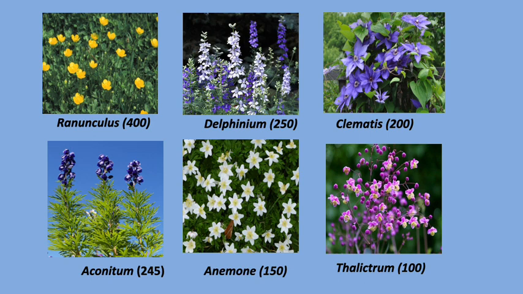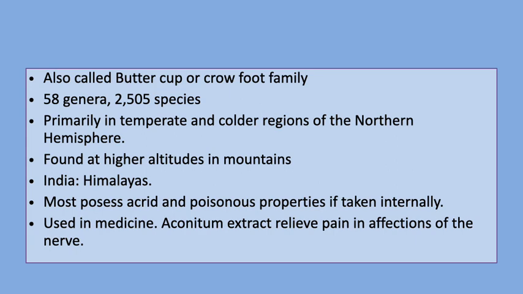This slide shows some of the plants like Ranunculus. It has 400 species. Delphinium has 250 species. Clematis is having 200 species. Aconitum 245 species. Anemone 150 species. Thalictrum 100 species. This family, as I told you, is also called the buttercup or crowfoot family. It contains 58 genera, 2505 species.